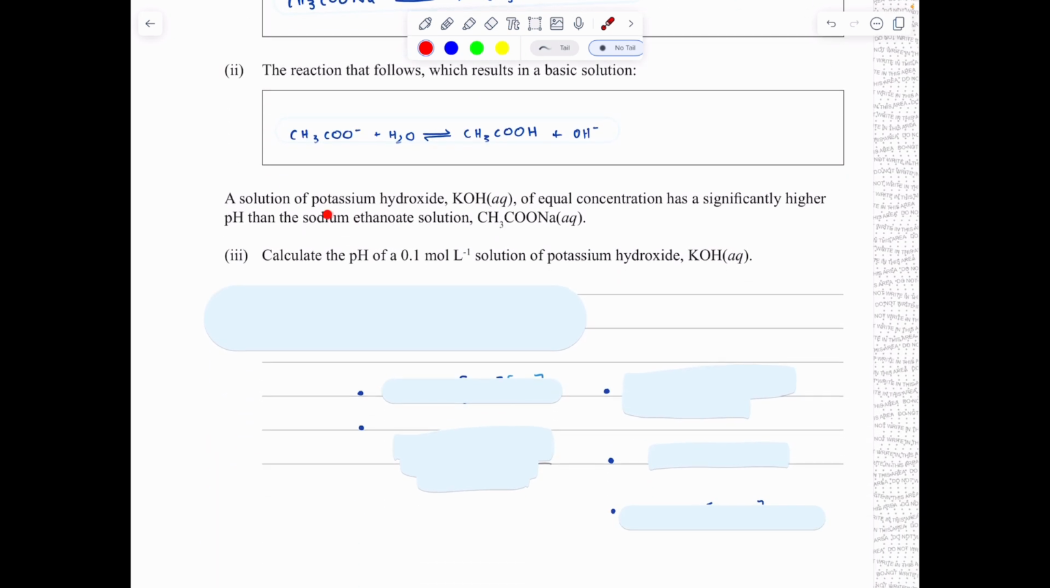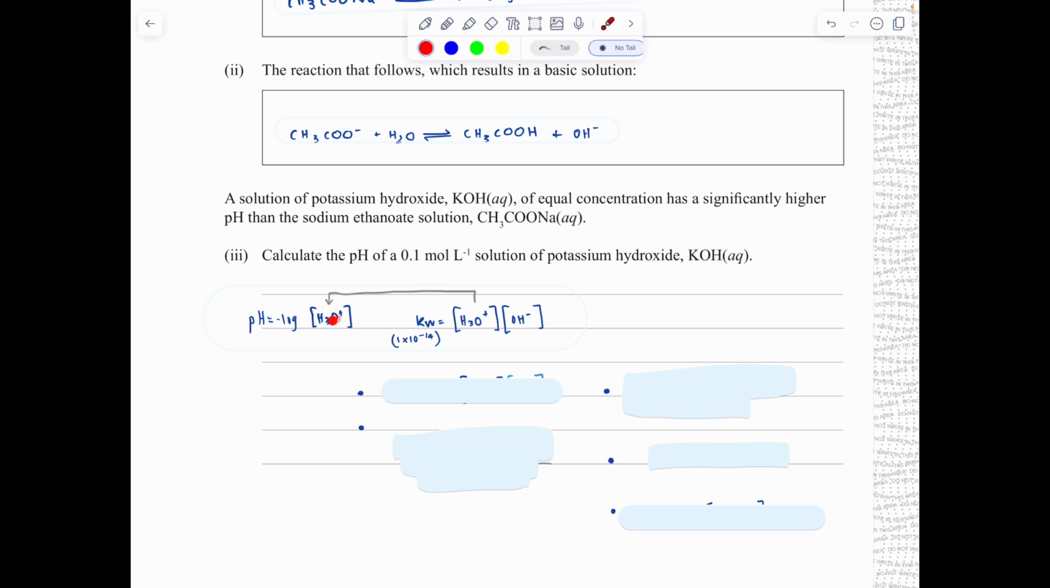Next question. A solution of potassium hydroxide of equal concentration has a significantly higher pH than sodium ethanoate solution. Calculate the pH of a 0.1 mole solution of potassium hydroxide. Okay, pH calculations. In your resource sheet, you are going to get these two equations. We need to calculate the pH of potassium hydroxide. So to calculate pH, this is the equation over here. However, we don't have the concentration of hydronium ions, we have the concentration of OH minus ions from the KOH.